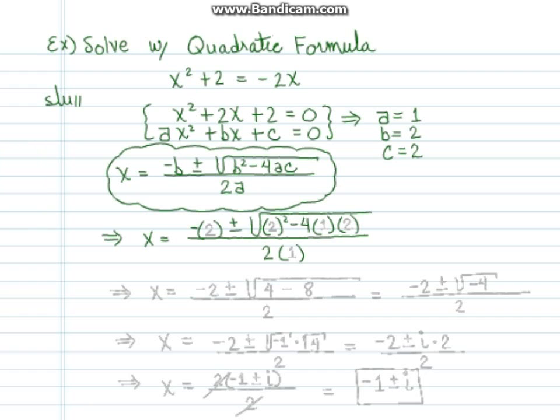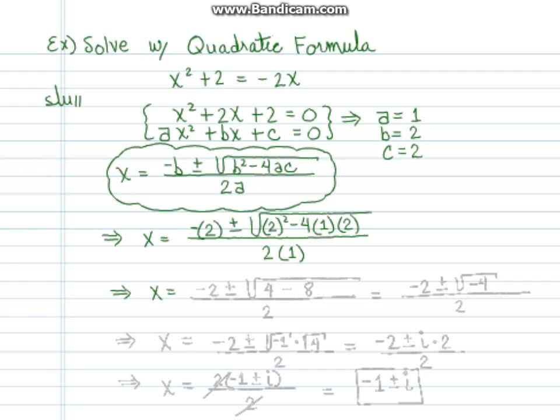Now let's plug in the values. First let's plug in the b. b is equal to 2. It goes inside of this parenthesis and this one. Next let's plug in the a. a is equal to 1. It goes here and here. And finally the c is equal to 2. It just goes here. So now we're ready to simplify our solutions.